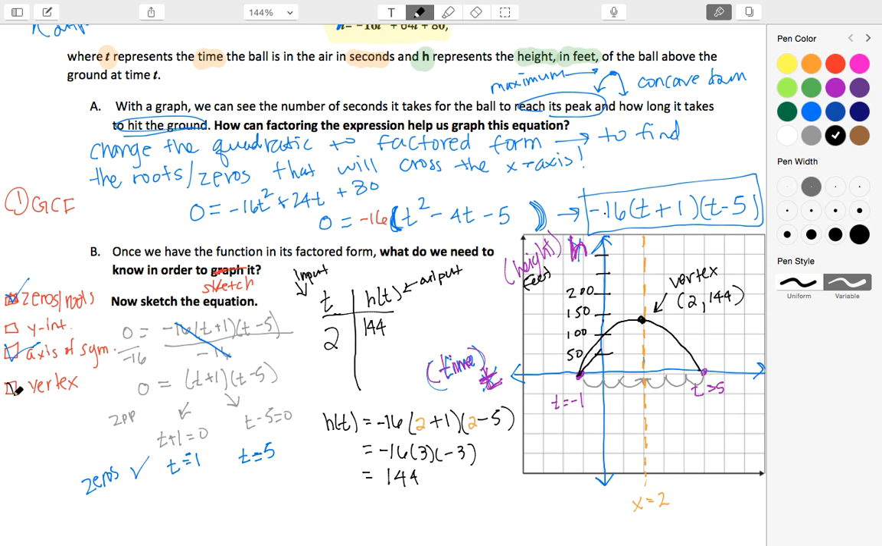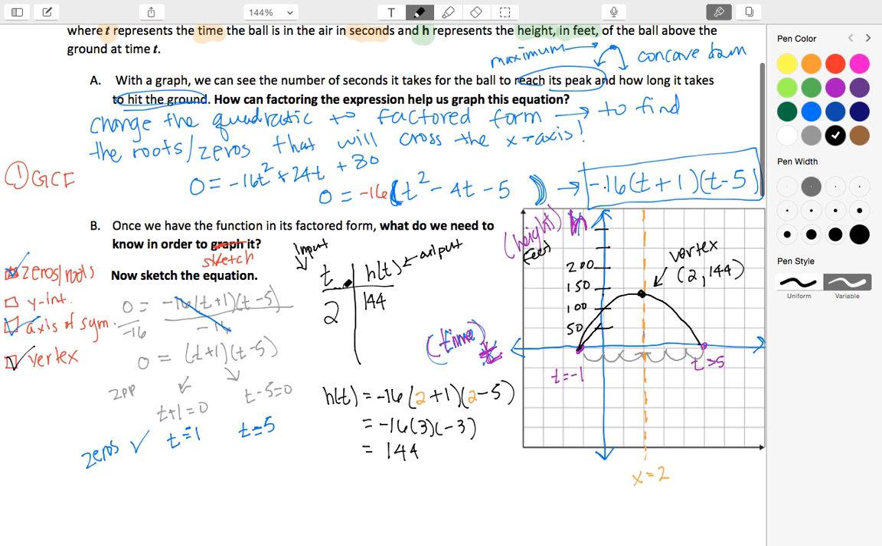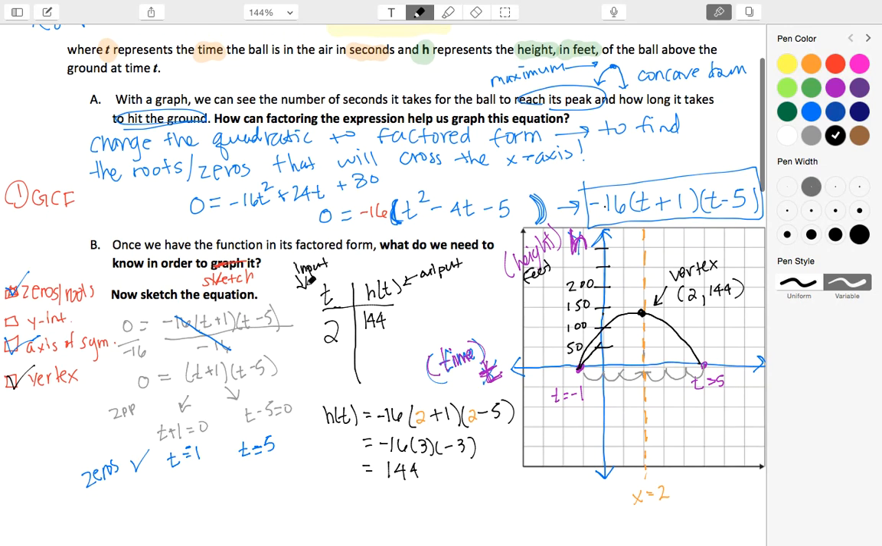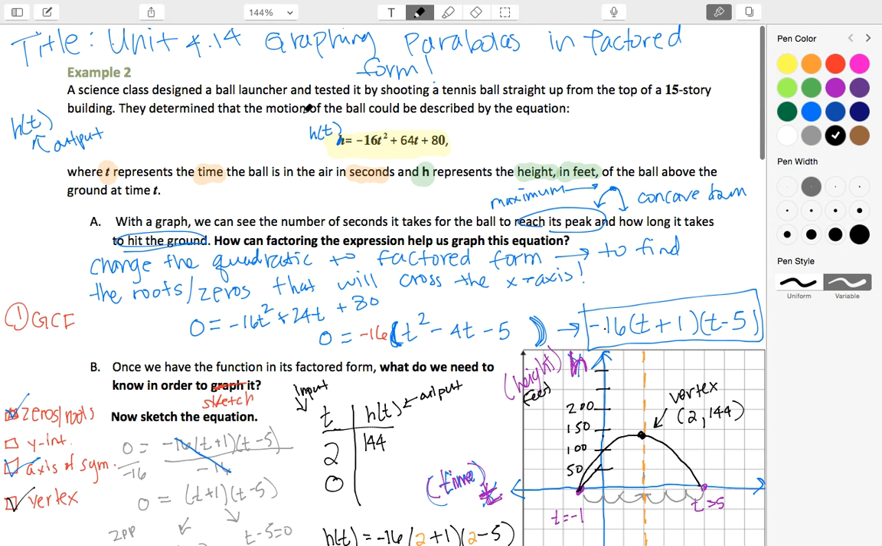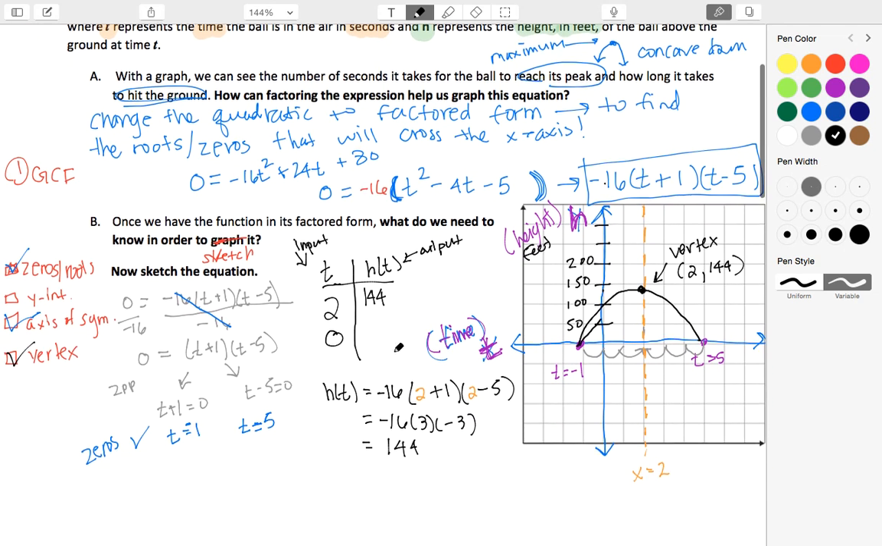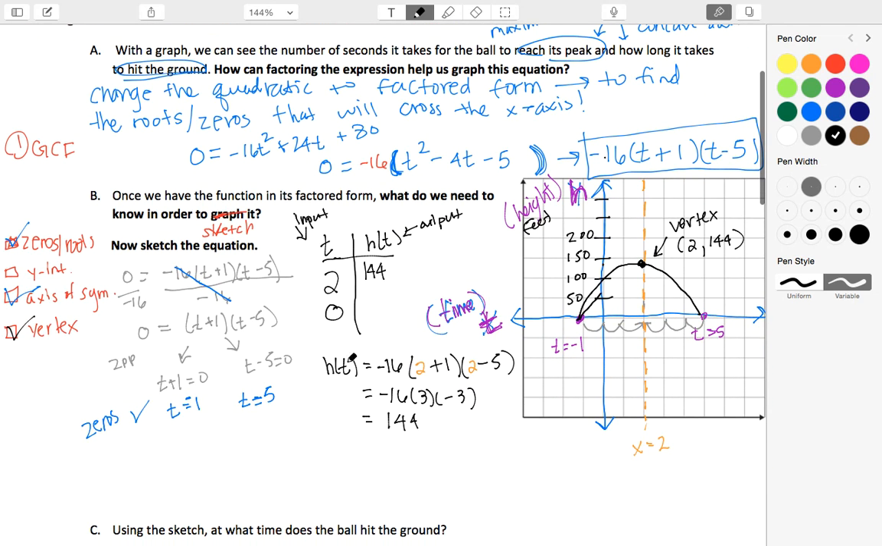Okay, so now that we found the vertex, we also need to find the y-intercept. The only way to find the y-intercept, if we use this chart again, is that the y-intercept is always determined when the time is 0. What is the height, basically, when the ball launcher launched from the building? This is my favorite one to substitute in, because here all we need to do is leave space for 0.